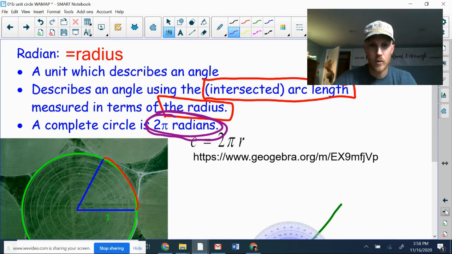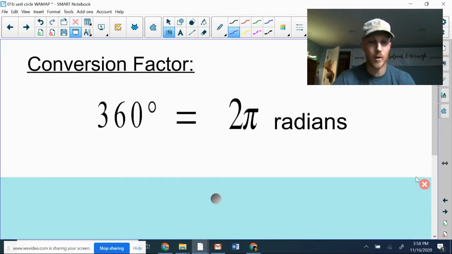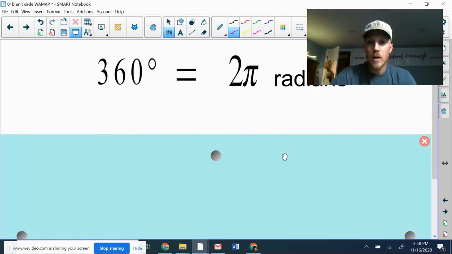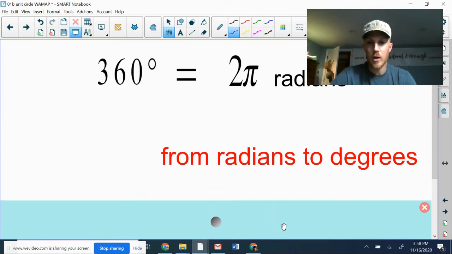Okay, so let's see if we can come up with a conversion factor. We know 360 degrees makes a whole circle. We also know that 2 pi radians makes one complete circle. Those two things don't look the same. They are totally not the same in appearance, but they are equal. They both make one complete circle. So let's see if we can come up with a conversion factor to convert from radians into degrees.